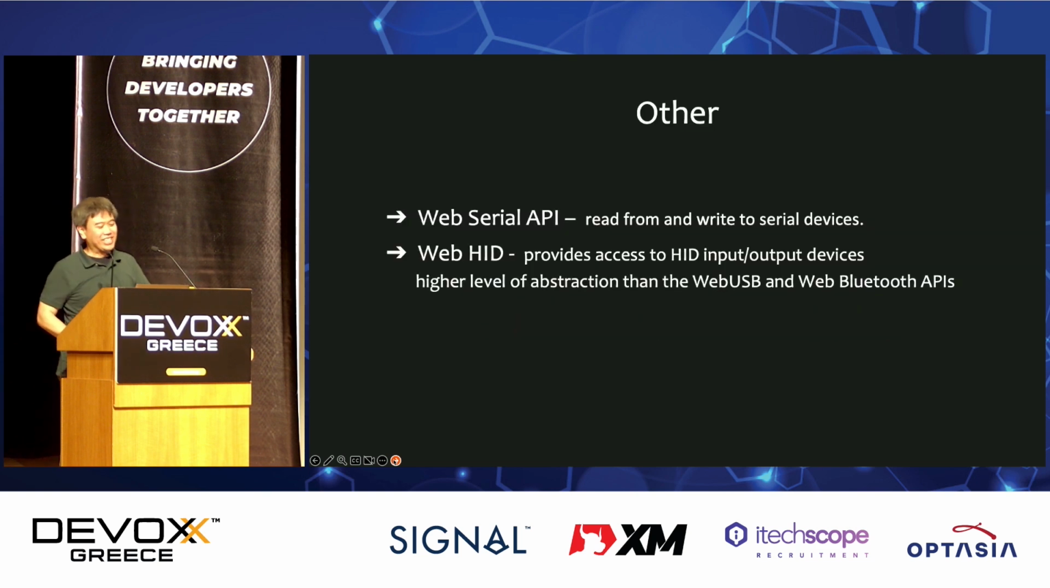So there are other things other than these 4 items that I talked about today. There is the Web Serial API that is actually better to use if you're doing serial port connection to read and write, rather than WebUSB. There's WebHID, which is simpler, especially if you're doing keyboard and mouse. It's better to use WebHID for input and output. It abstracts the WebUSB and Web Bluetooth APIs.